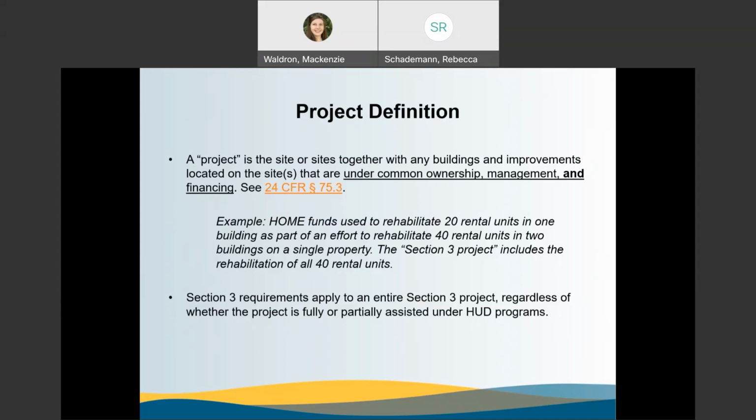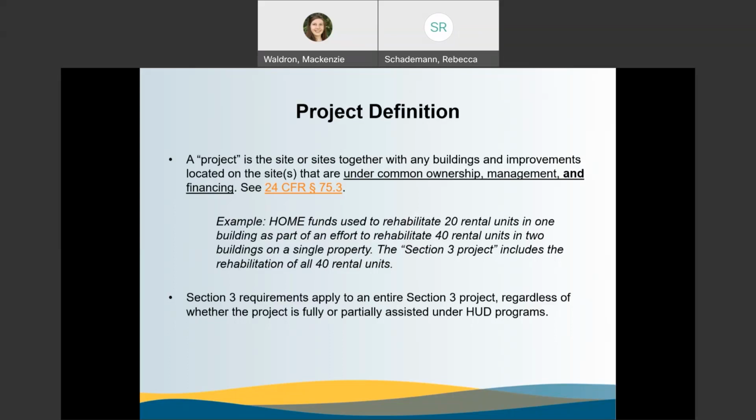For example, HOME funds used to rehabilitate 20 rental units in one building as part of an effort to rehabilitate 40 rental units in 2 buildings on a single property. The section 3 project would be defined as the rehabilitation of all 40 units. Additionally, the section 3 requirements apply to the entire section 3 project, regardless of whether the project is fully or partially assisted under HUD programs that provide housing and community development financial assistance.